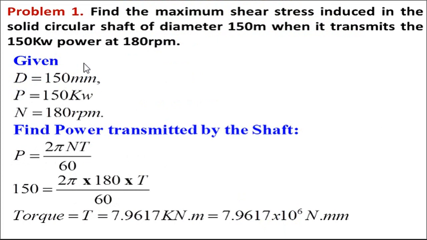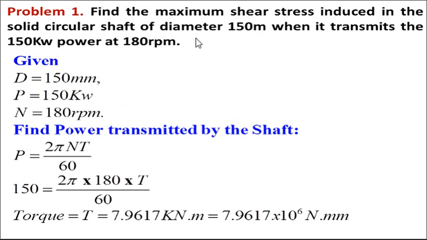Okay, now we'll see the first example. Here you can see: find the maximum shear stress induced in the solid circular shaft of diameter 150 meter when it transmits 150 kilowatt power at 180 rpm. Okay. Now here it is not 150 meter. 150 meter means it is a huge diameter. Such a large diameter cannot be used for torsion. So here it must be 150 mm. Okay. I have written here the correct value. So diameter is 150 mm, given data.